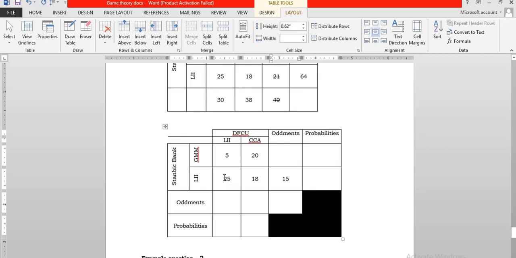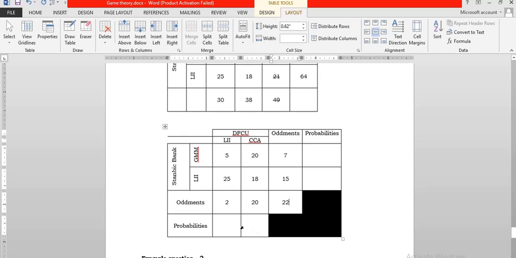The difference between 25 and 18 is 7. We put it up here. The same applies to the column. 25 and 5, the difference is 20. You put it on the other column. The difference between 20 and 18 is 2. You put it in this other column. Now the total for both: 2 plus 20 is 22, and 7 plus 15 is also 22. So the common total is 22.